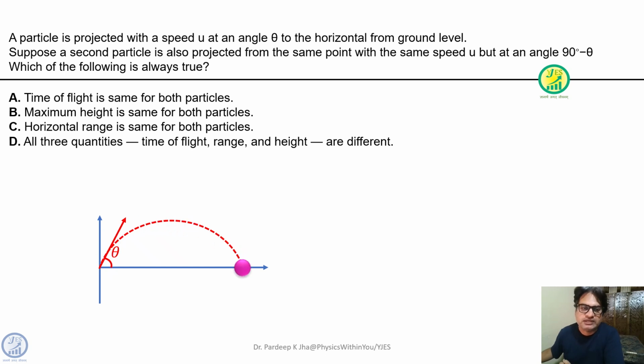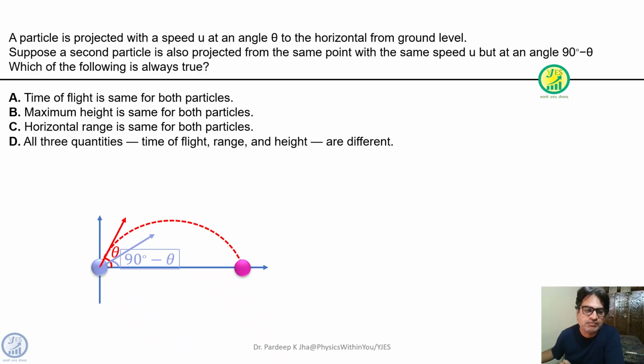A particle is projected with a speed u at an angle theta to the horizontal from the ground level, as shown in the figure. Now assume another particle is also projected with the same speed but a different angle, and the angle was 90 minus theta. In that case, what is true?